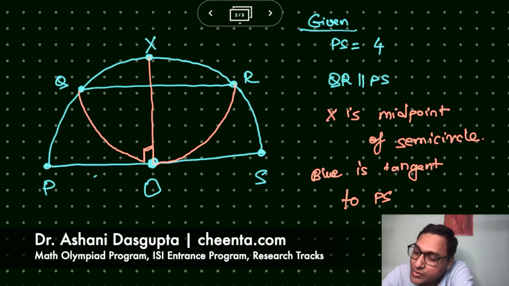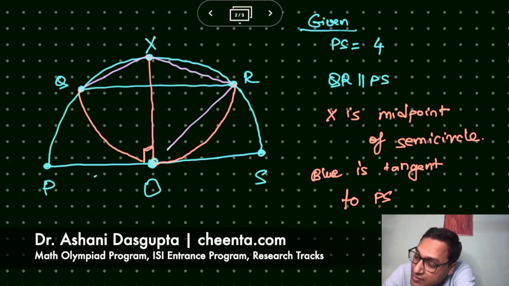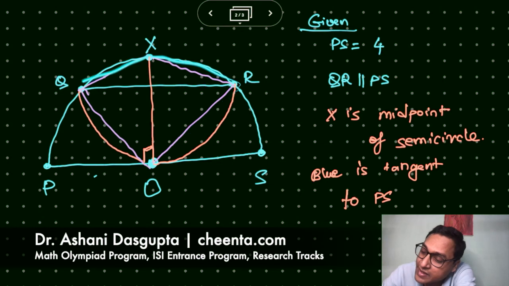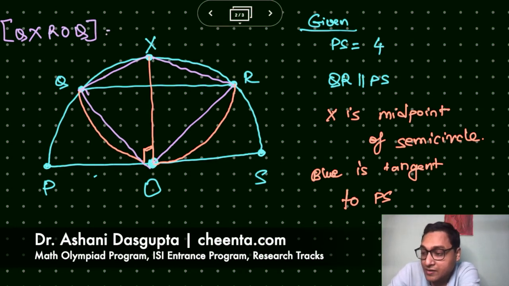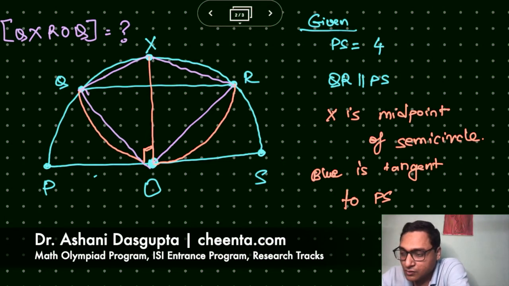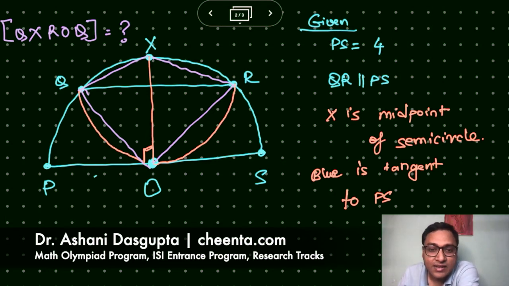What do we want to find out? We want to find the area of this particular quadrilateral, QXROQ. What is the area of it? It's actually quite simple. We have to just apply the two concepts that we have learned. You can pause the video here and give it a try yourself. That would be better in fact.